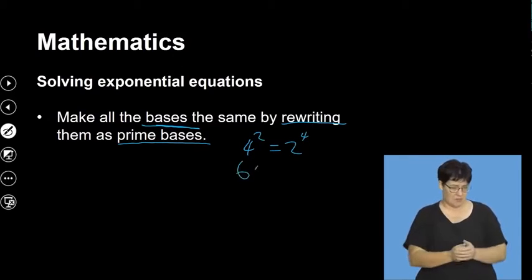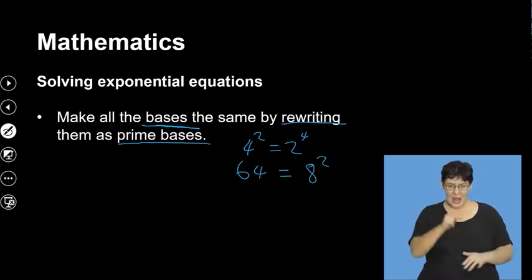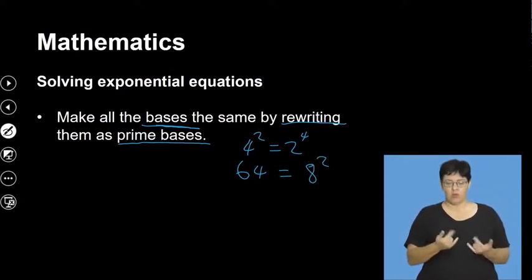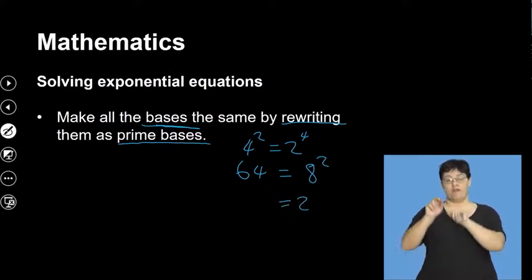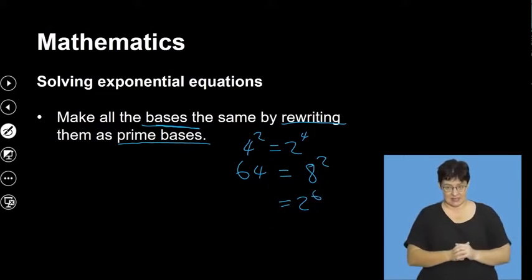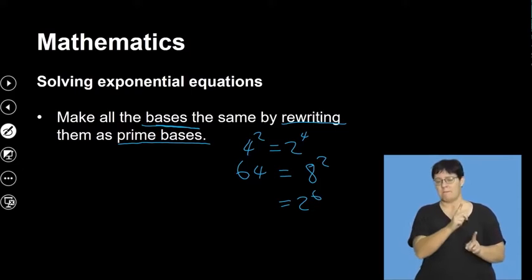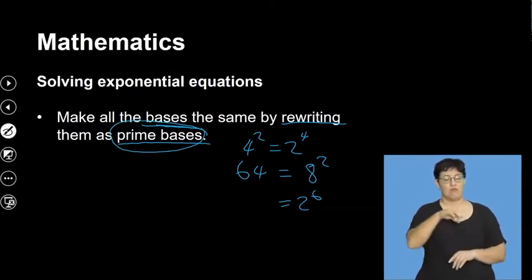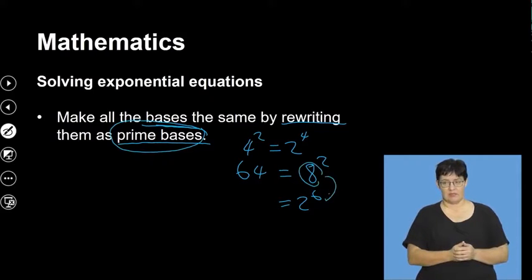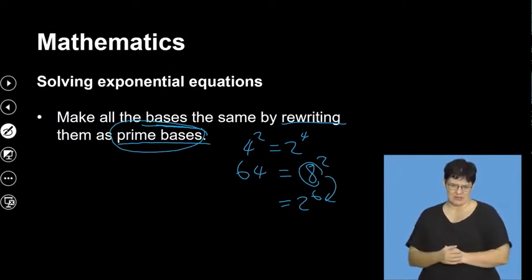Now, if I give you something like 64, I know that 64 is the same as 8 squared, but 8 is not a prime number. So I can go straight to a prime number by saying this is just the same as 2 to the exponent of 6. That's what 64 is, right? So that's what I mean when I say make sure that you rewrite the bases as prime bases. If you leave it as 8, there will be that additional step that you will need to do, which is kind of a lot of work.